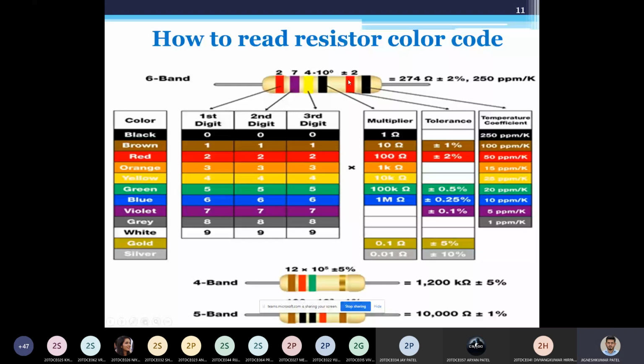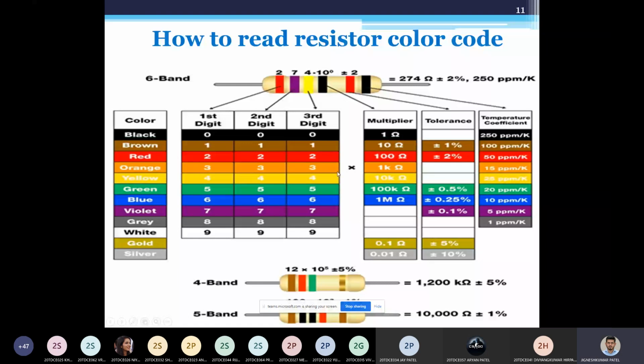If it is 250 ppm per K, that means parts per million per Kelvin. If the temperature changes by 1 Kelvin, the resistance will change by 250 parts per million. So you have to multiply this by 250 into 10 to the power minus 6 per Kelvin. We are not going into that; it is not useful for us, just for information. You might see it somewhere, but we are not going to have an example on this. We will have examples on the 5 band or 4 band.